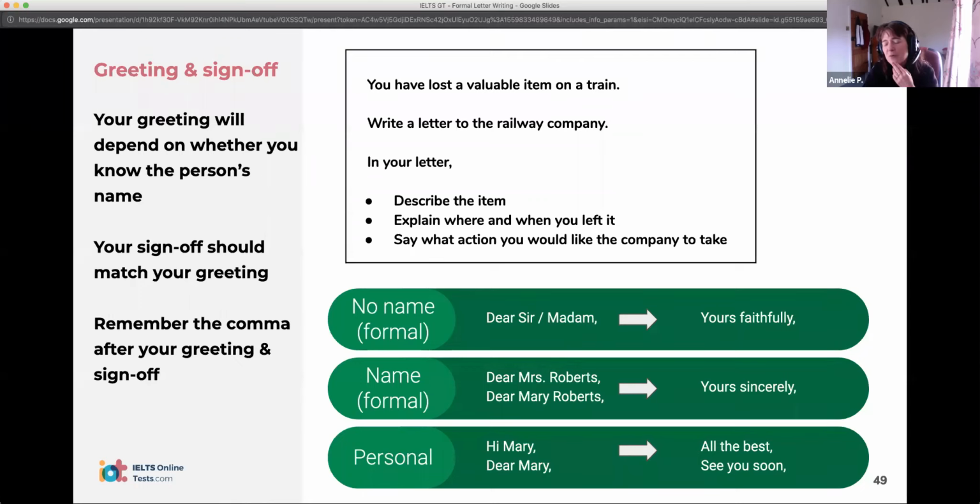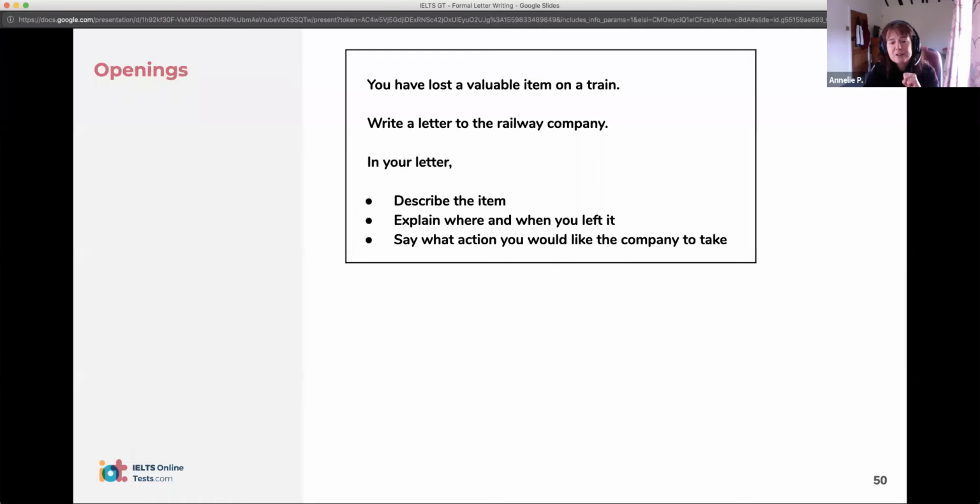Okay. I wouldn't worry about it too much. It's not like a huge error. It's just part of the letter conventions. But more importantly, is fully developing those 3 bullet points and using formal register if it's a formal letter and informal register if it's an informal letter. That's really, really key. That would be the most important aspect here. Okay, so all right, let's move on. So that is your greeting and your sign off. Stick to the ones that we've given you there.